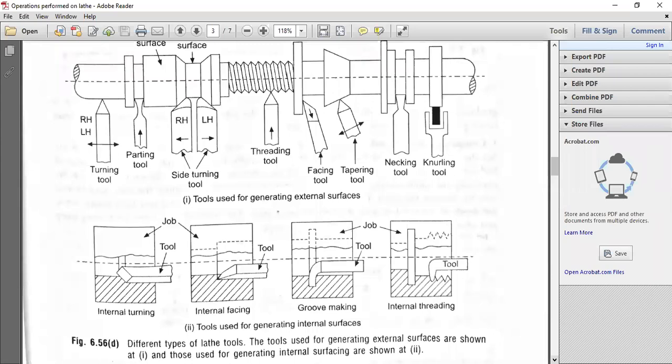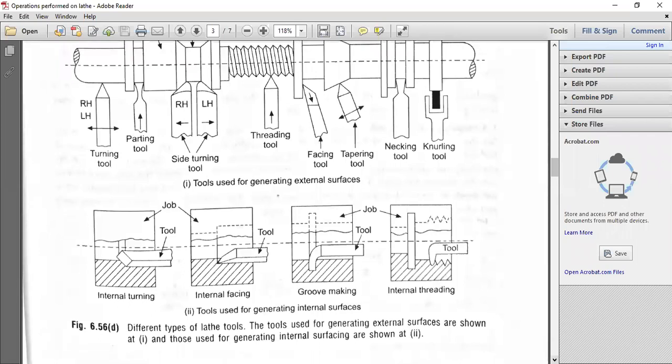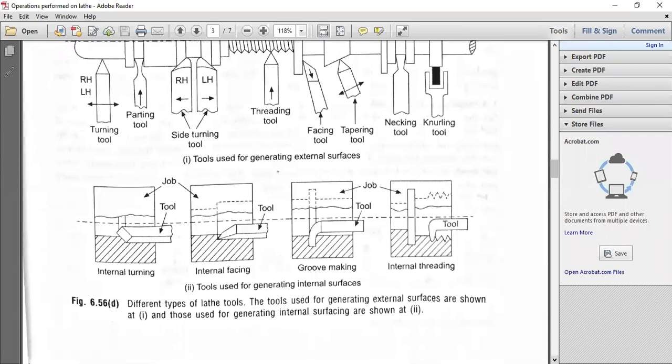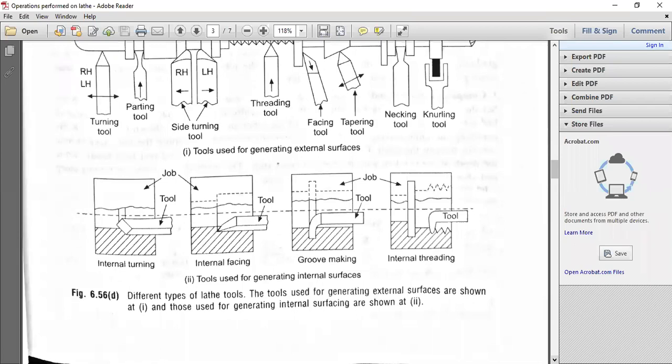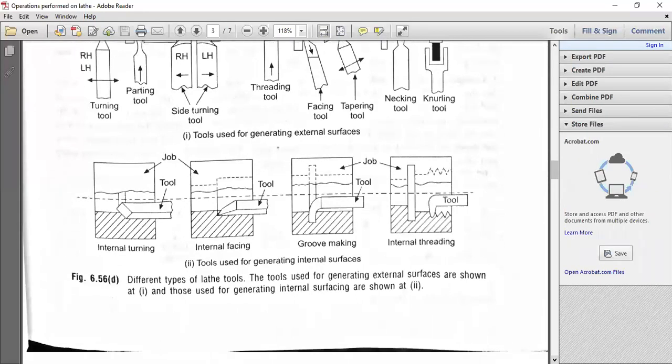The tools which are used for generating the external surfaces as well as the internal surfaces. So that is very much important. I already told you, a question can be asked in different forms. How you present the diagram is very much important. It's carrying 60 to 70% weightage, or some may take only 50%, but that is immaterial.